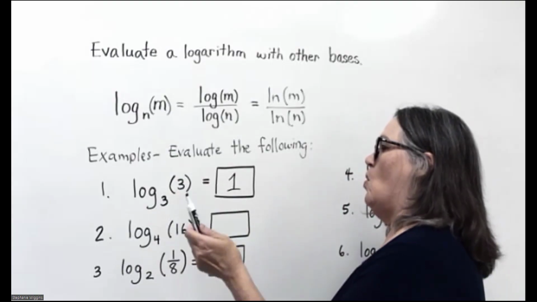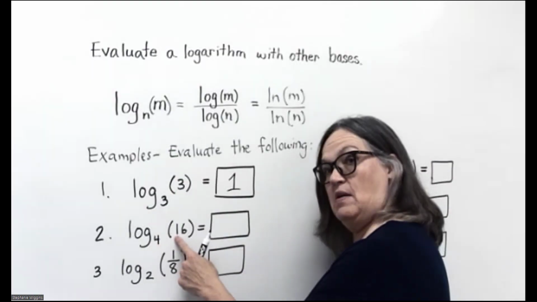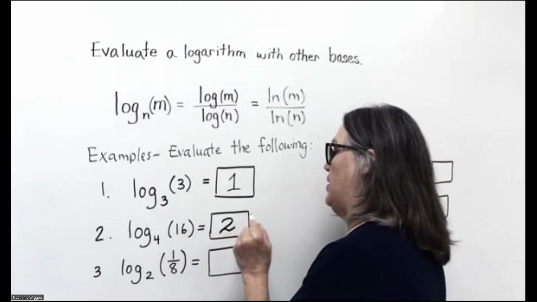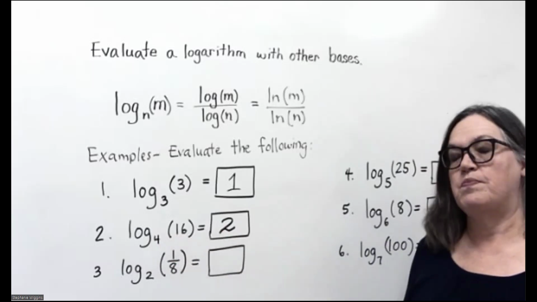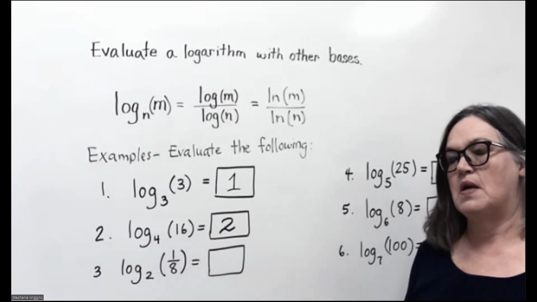In the next one, what exponent, when I raise 4 to that exponent, gives me 16? Well, 4 squared is 16, so I know that the output of the log base 4 of 16 is 2, because this is the exponent on 4 that will give me 16.